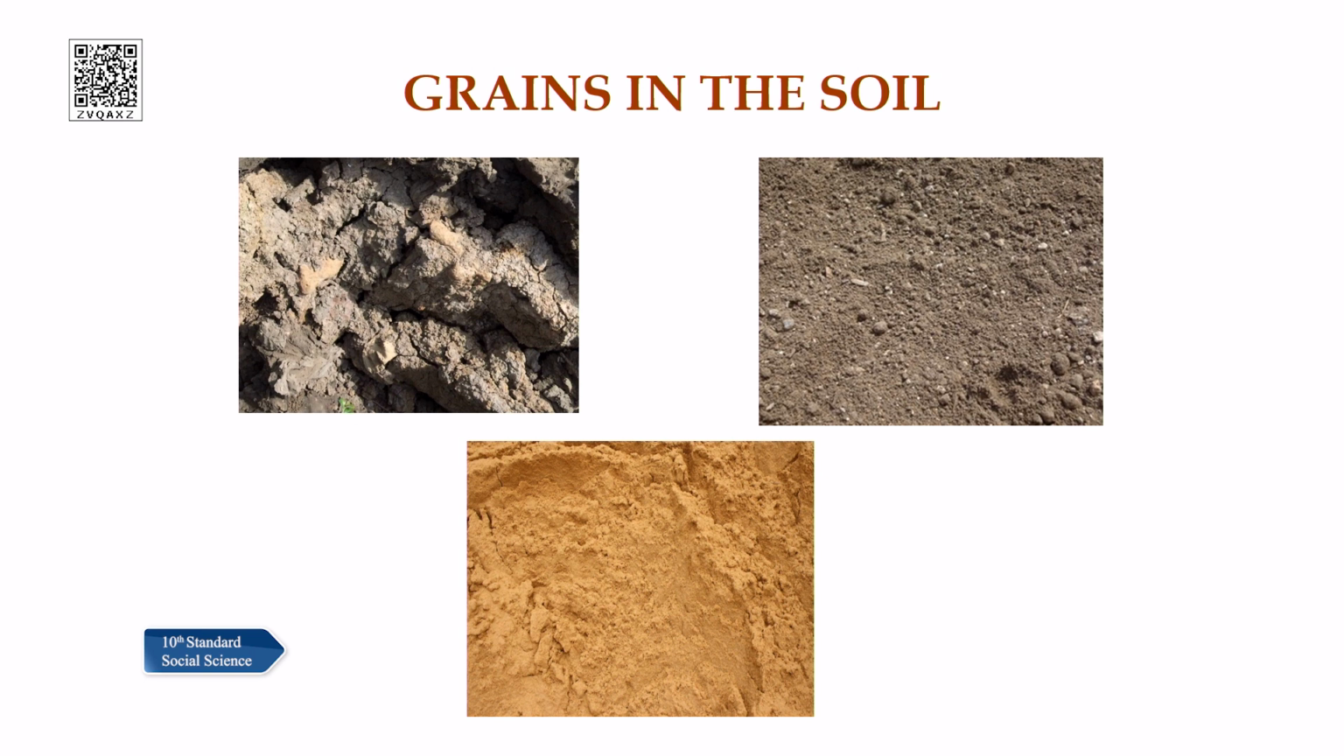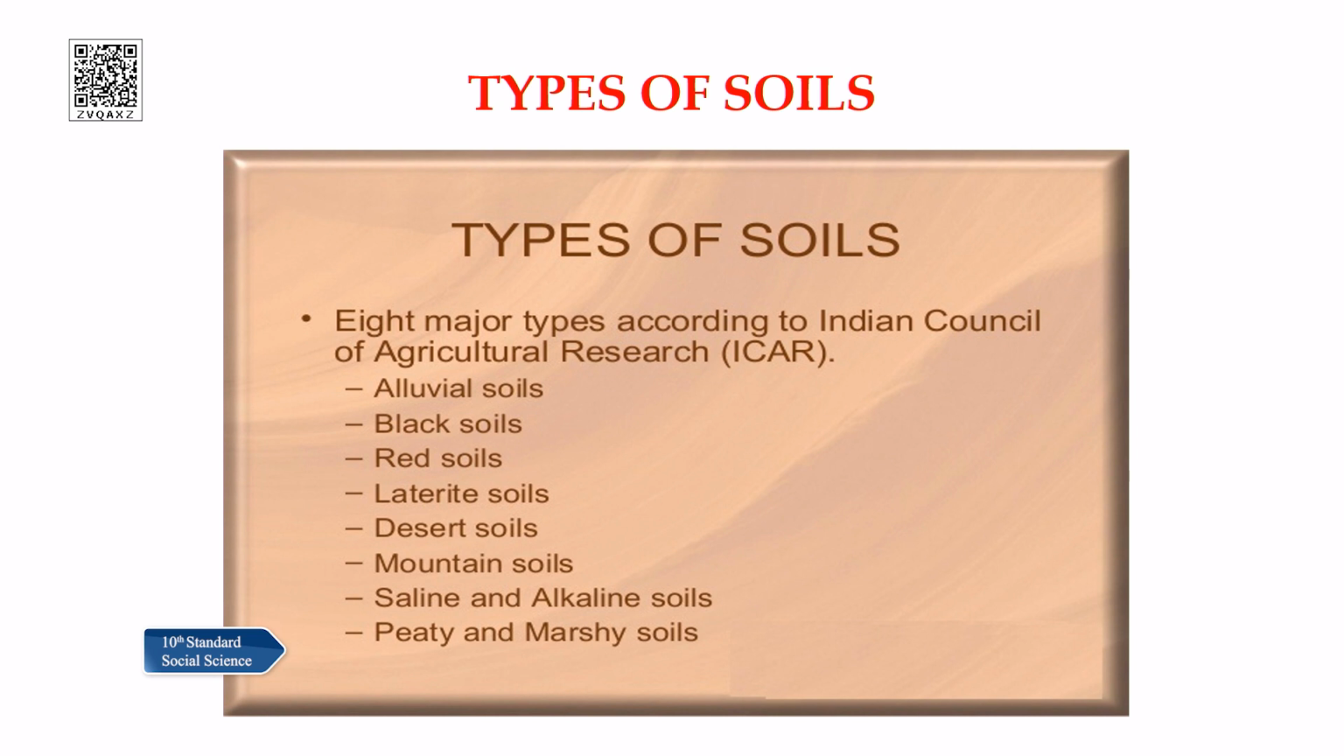Now we are going to see the different types of soil. We have got 8 types of soils according to ICAR. How to remember these 8 types of soils? Just remember SLAP, R, FAB. S for saline and alkaline soil, L for laterite soil, A for alluvial soil, P for peaty and marshy soil, R, red soil, FAB, forest and mountain soil, A, arid and desert soil, B, black soil.